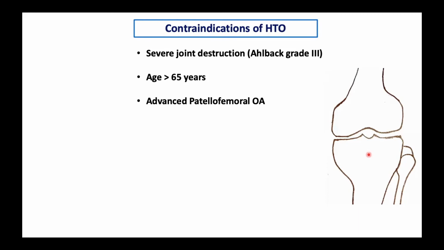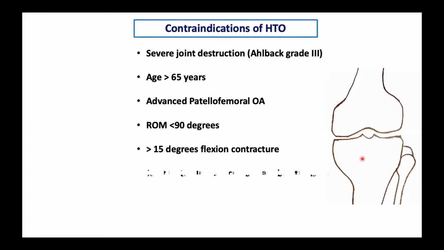And in advanced patellofemoral osteoarthritis, the patient continues to have pain despite the high tibial osteotomy. So this is of little use in case of patellofemoral osteoarthritis. If the range of motion is less than 90 degrees or there is very poor rehabilitation, this is again not a good candidate. And if there is more than 15 degrees of flexion contracture, we are not going to achieve our goal in this case as well.